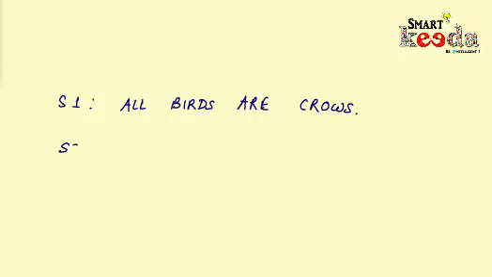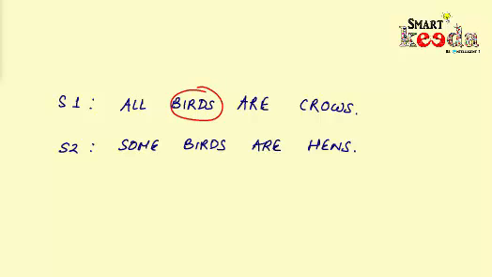Now let's take final set of examples. The statement 1 is all birds are crows, and the statement 2 is some birds are hens. Now again you can clearly see that the middle term, which is birds here, is distributed once in the statement 1 but is not properly aligned.